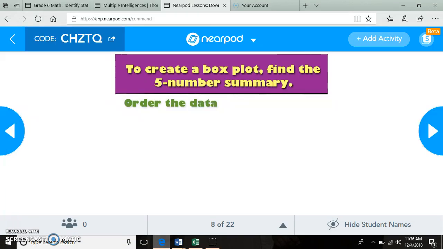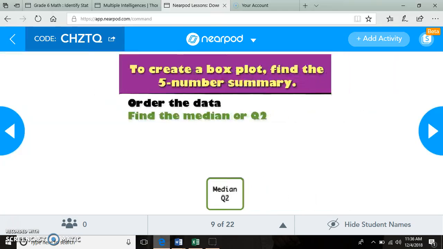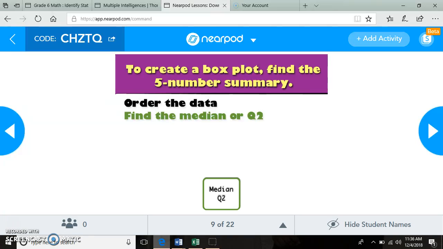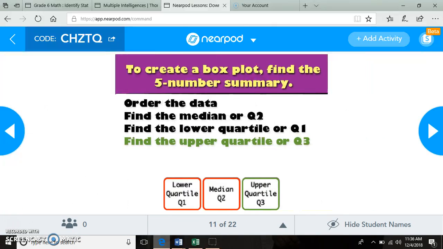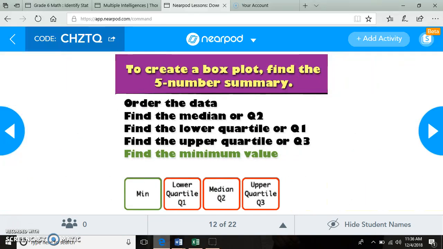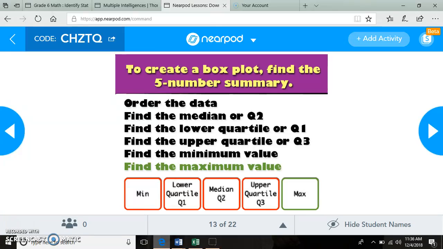So now let's learn how to create a box plot. We have to find the 5-number summary. Well, what's the 5-number summary? The 5-number summary is once you order the data, you have to find the median or quartile 2. You have to find the lower quartile or quartile 1. You have to find the upper quartile or quartile 3. And then you have to find the minimum value of the data, and then you have to find the maximum value of the data.